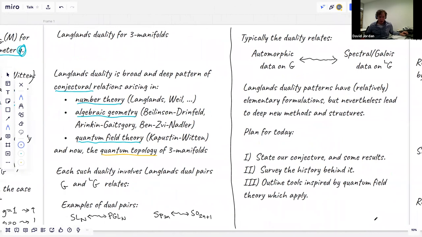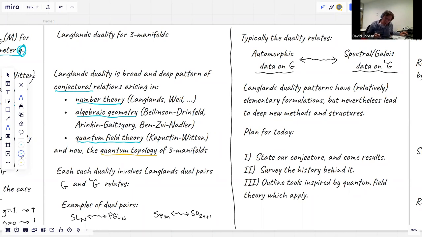And in fact, the typical relationship that you find in Langlands duality is that you're relating data that's of rather a different sort on the two sides. So we'll be going through examples of this, but there's something called automorphic data that you want to attach to the group G. This has a sort of analytic flavor to it. And then on the other side of Langlands duality, you have what's called spectral or Galois data on the Langlands dual group. And indeed, Langlands first observed that you could compute difficult quantities on the automorphic side in terms of possibly easier or more combinatorial questions on the spectral side.